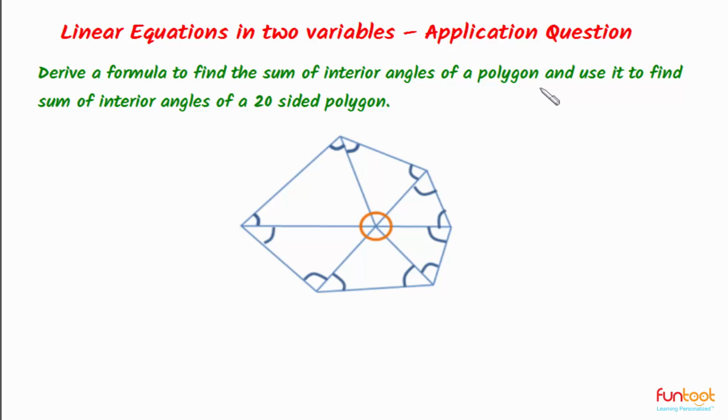Let's do a problem. Here we have to derive a formula to find the sum of interior angles of a polygon and use it to find the sum of interior angles of a 20-sided polygon. So first of all, we should know the meaning of interior angle of a polygon. Here we have a polygon and these angles are the interior angles.